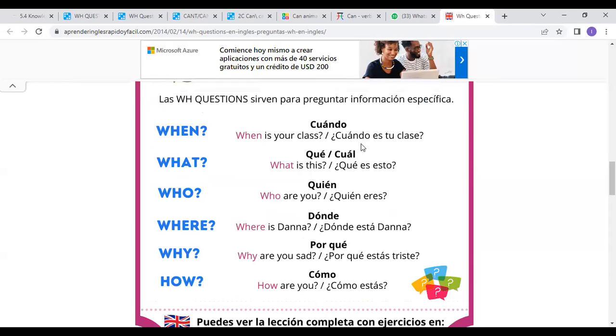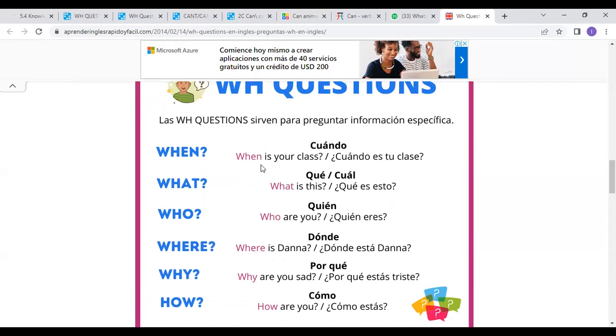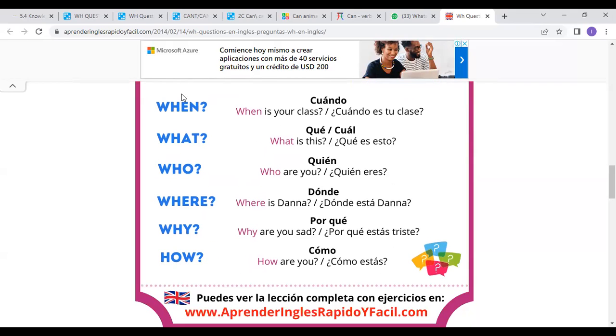So guys, here we have some W's questions, okay? Aquí tenemos las W's questions, las más comunes, okay, guys? So if you see my screen, we have when, okay, the meaning in Spanish. And here we have an example. When is your class? What would mean qué o cuál, right? What is this? We have who, which means quién, who are you, quién eres, right? Where, dónde, where is Dana, why, por qué, why are you sad? And we have how. How means cómo, right?